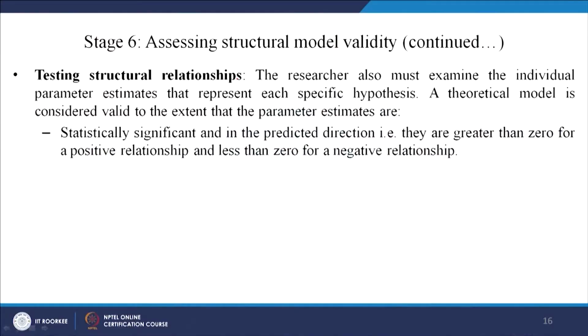Testing structural relationship. The researcher also must examine the individual parameter estimates that represent each specific hypothesis. A theoretical model is considered valid to the extent that the parameter estimates are statistically significant and in the predicted direction. That means the direction also should be as you think and it should be statistically significant. They are greater than 0 for a positive relationship and less than 0 for a negative relationship.